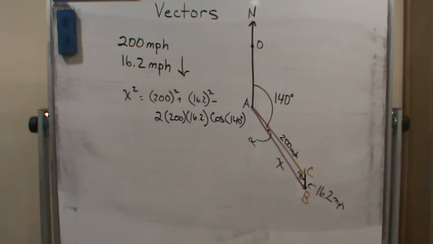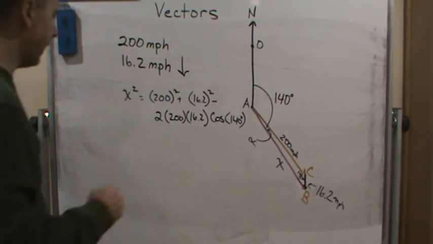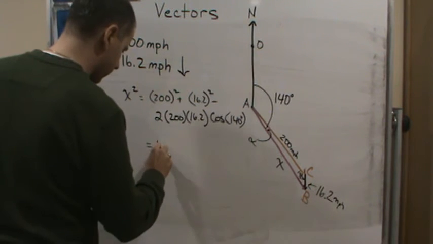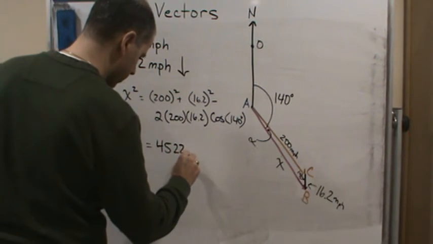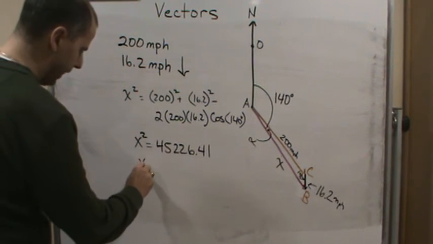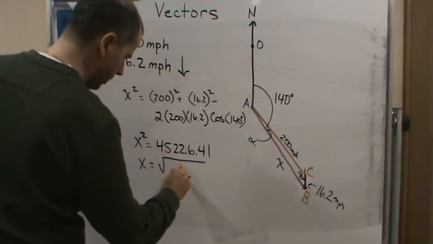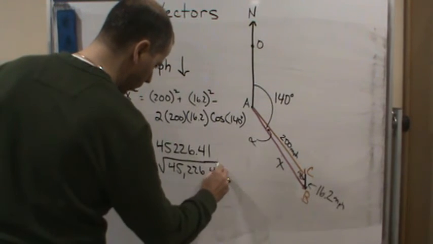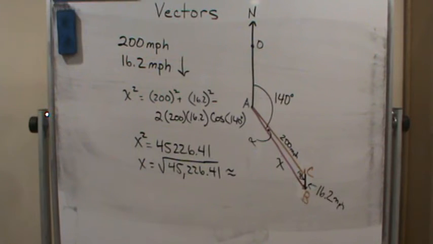And so now we can put this in our calculator. So all you have to do is put this in your calculator and you're going to get 45,226.41. And so then x is going to be equal to the square root of 45,226.41, which gives us approximately 212.7 miles per hour.